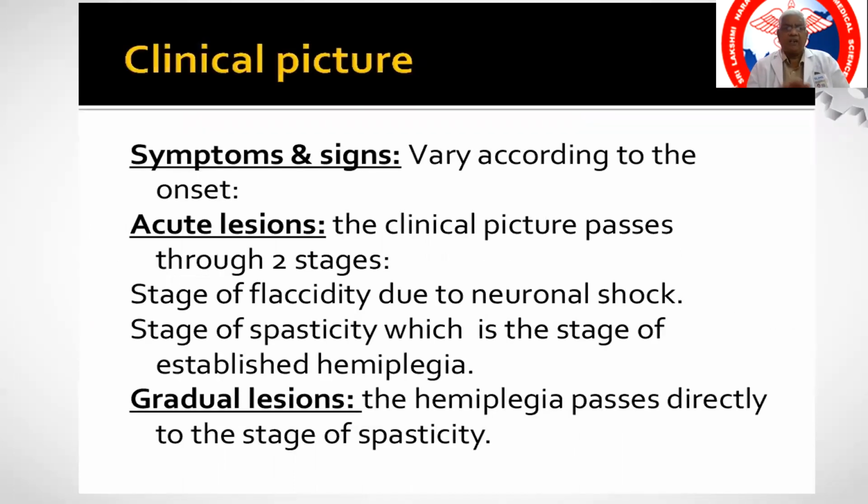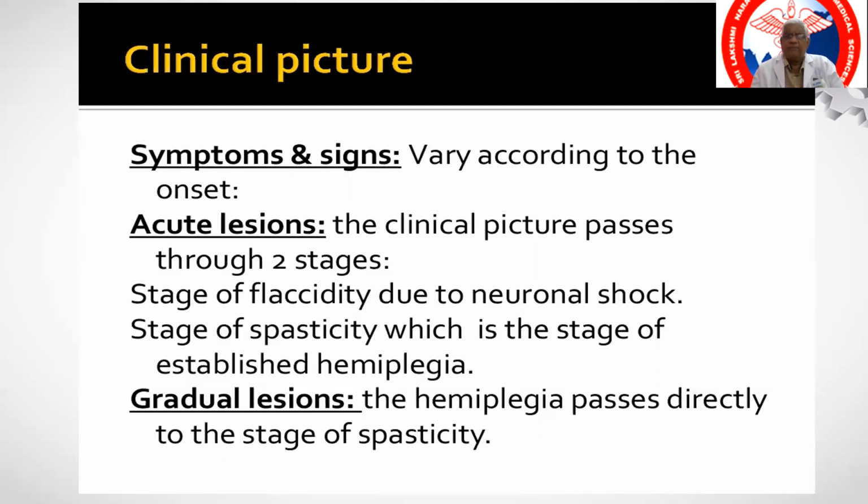Symptoms and signs depend on the onset and the site of the lesion. In acute lesions, the clinical picture passes through two stages. First, the stage of flaccidity due to neuronal shock, called cerebral shock stage, with flaccidity and no activity. Then the stage of spasticity, which is the stage of established hemiplegia. During cerebral shock we don't have any clinical findings. Only in the second stage do we have spasticity, increased tendon reflexes, and upper motor neuron findings.